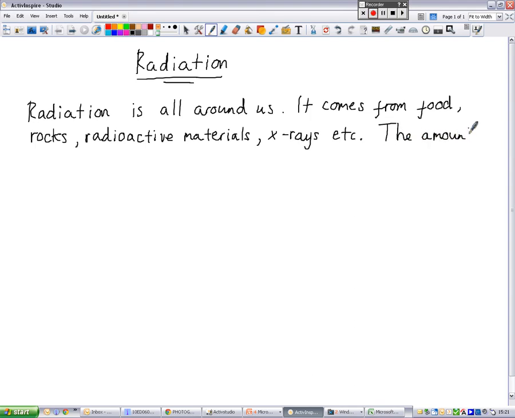The amount of radiation in a normal room, like the room that we measured in today, like our classroom, so a normal room, not one in a hospital or somewhere that's got lots of radioactive materials, is called the background radiation.